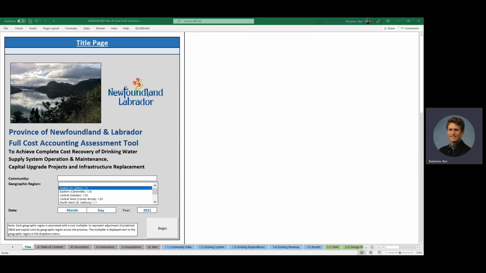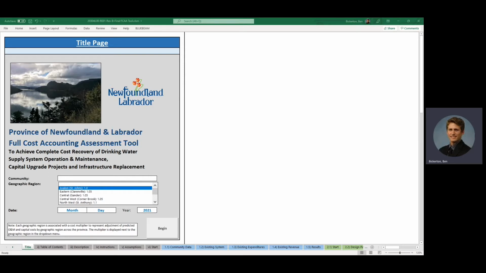In order to demonstrate how to use the tool, we will complete all parts of the tool using a fictional community. The tool is comprised of a single Excel workbook divided into several editable worksheets. In order for the tool to work correctly, you may need to click an Enable Macros button at the top of your page.